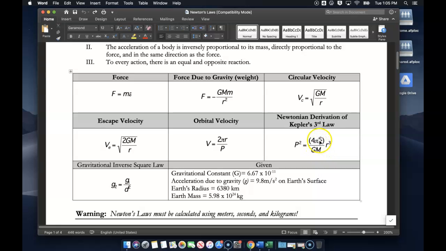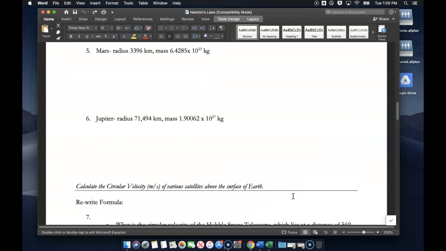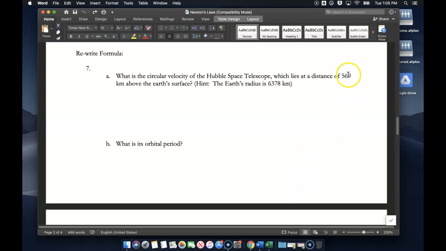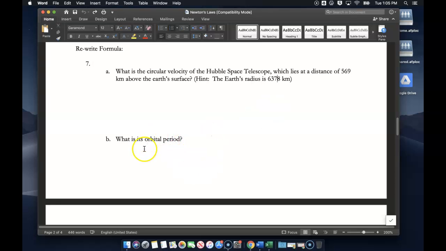4 times pi squared over the big G, which is, once again, the gravitational constant here, times the mass of a planetary body, which is the Earth in this case, which I've given you the Earth's mass right here, in kilograms, times the radius cubed in this case. Keep in mind, for the radius of this, it's the full radius, once again, of both the distance above the Earth's surface as well as the Earth's radius added together. That's what we would use for this part.